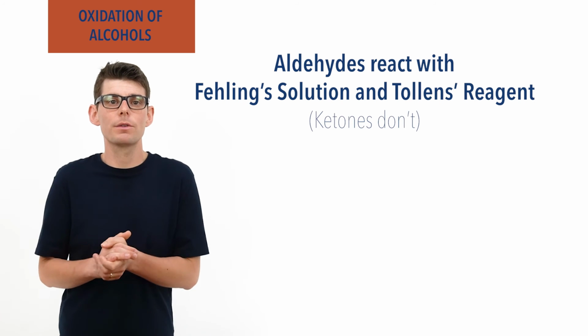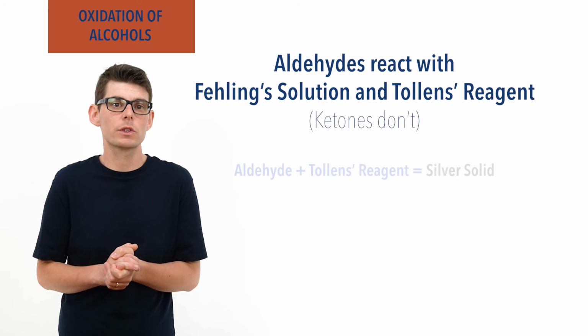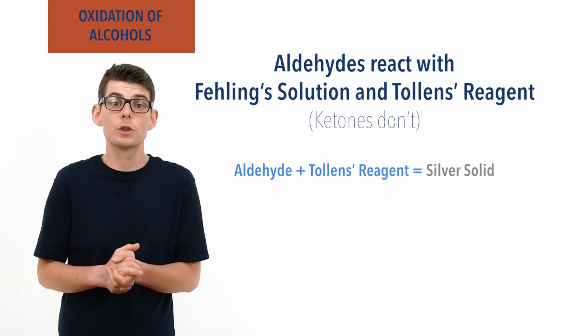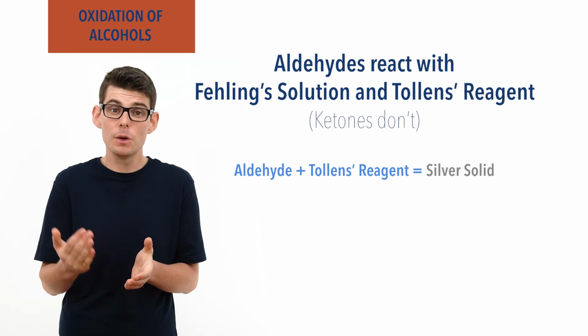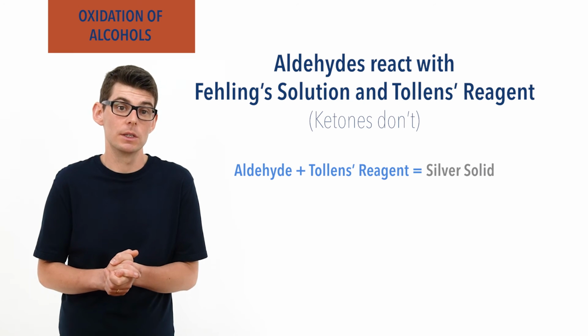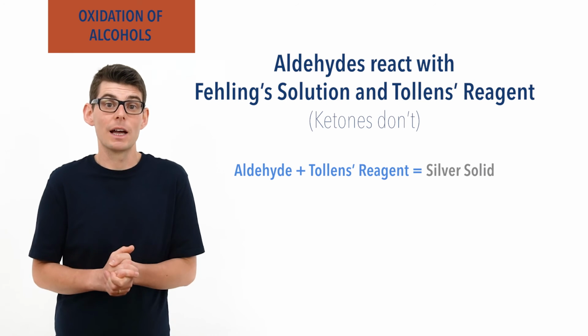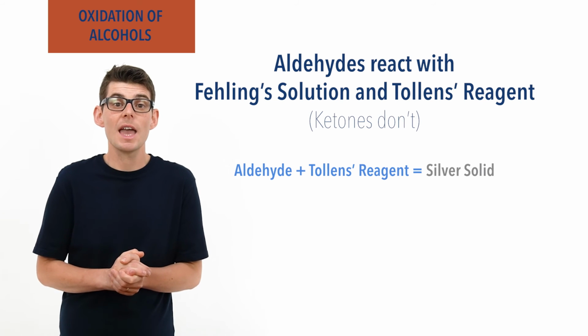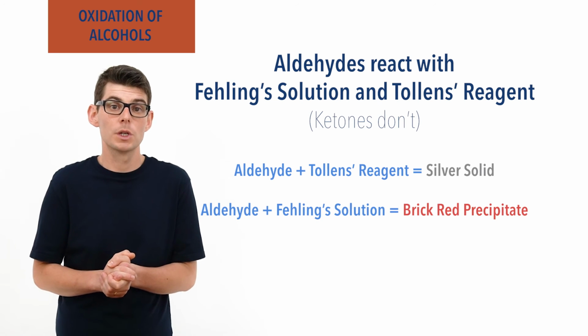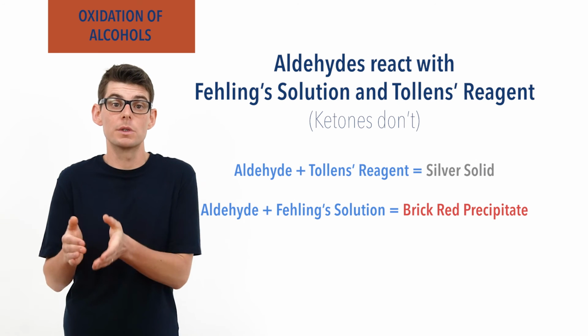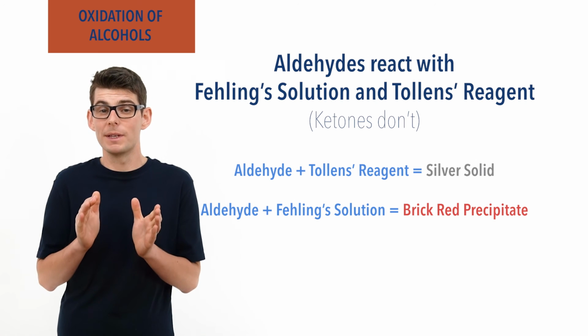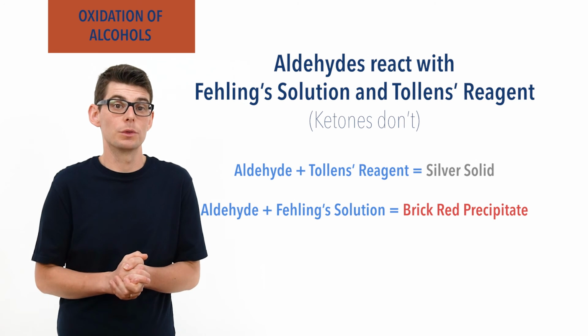If an aldehyde reacts with Tollens reagent, a silver solid is formed, often referred to as a silver mirror, as it coats the inner surface of the container being used. And if an aldehyde reacts with Fehling solution, a brick red precipitate is formed, copper(I) oxide, from a blue solution. These reactions have been outlined in more detail at chemistrystudent.com.